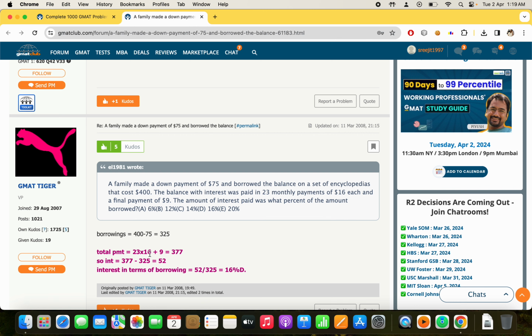Total payment was 23 into 16 plus 9, so 377. Borrowings is... so what is the amount of interest? 52.